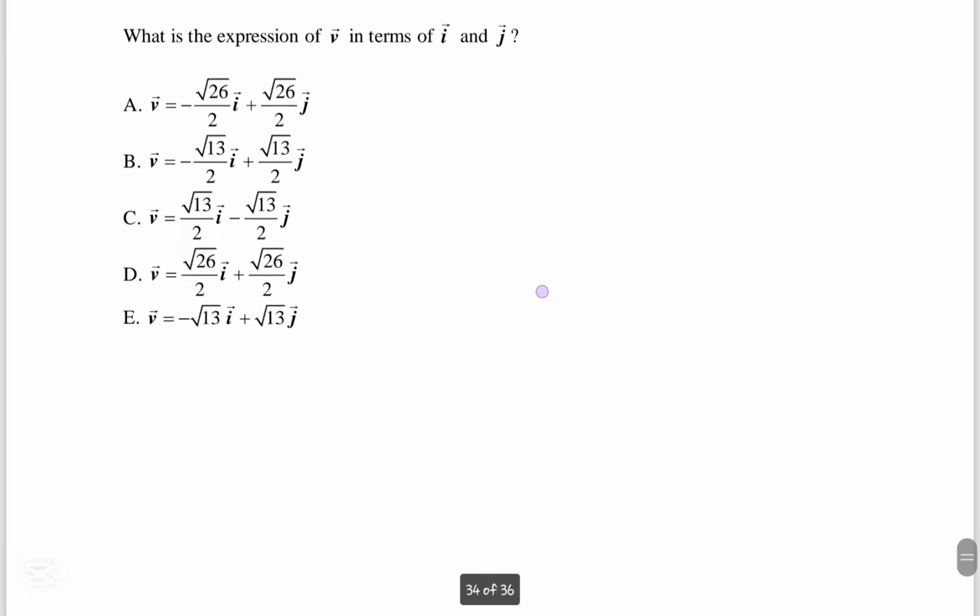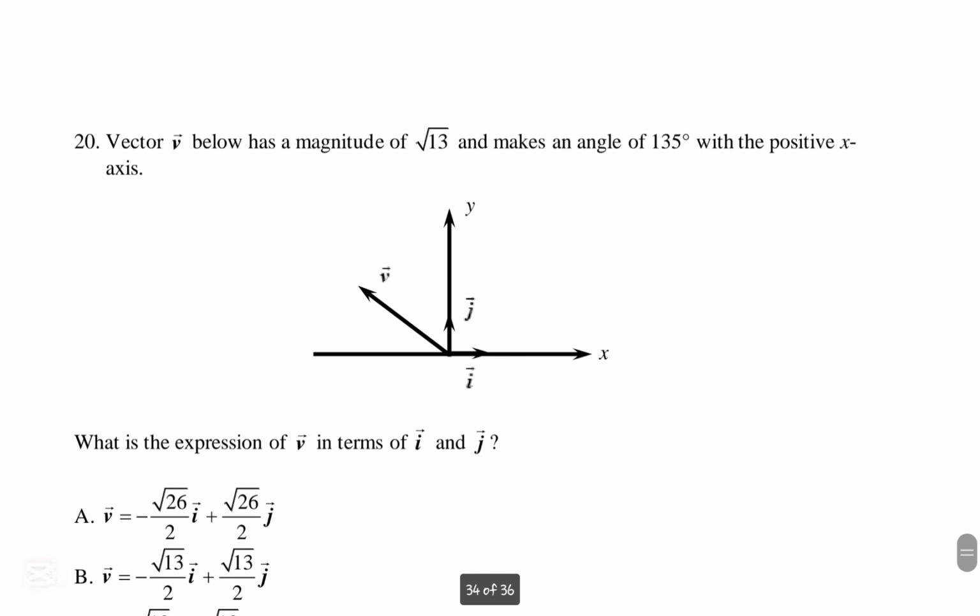Now, the last and final question regarding vectors, what does it say? Vector V below has a magnitude of radical 13 and makes an angle of 135 degrees with the positive x-axis. So this is my theta, it is 135 degrees, okay? What is the expression of V in terms of i and j?